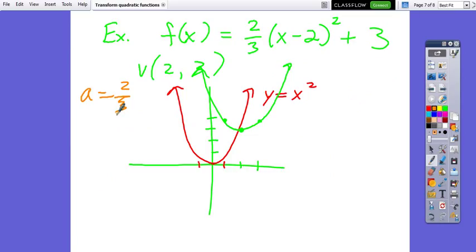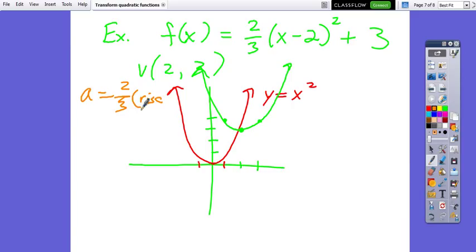Well, if you look at the red function, it is our parent function. The new function is going to have a horizontal shift of plus 2. Hey, I'm going to the right 2. It's going to have a vertical shift of up 3. So I go up 3. Hey, there's my point at 2, 3. Well, then I determine my other points by using the A value. So if my A value is 2/3, that's like saying that my rise is 2/3.